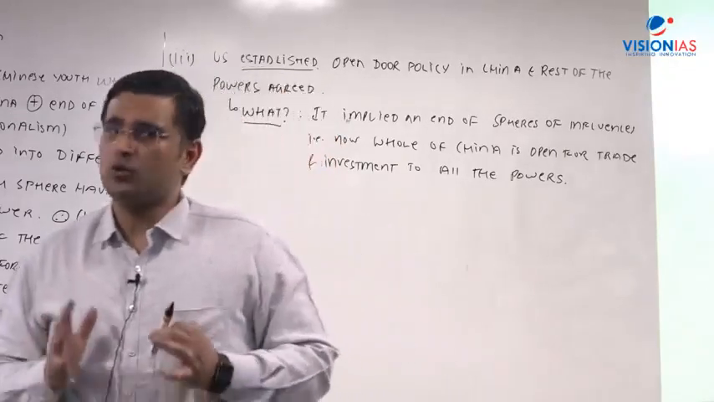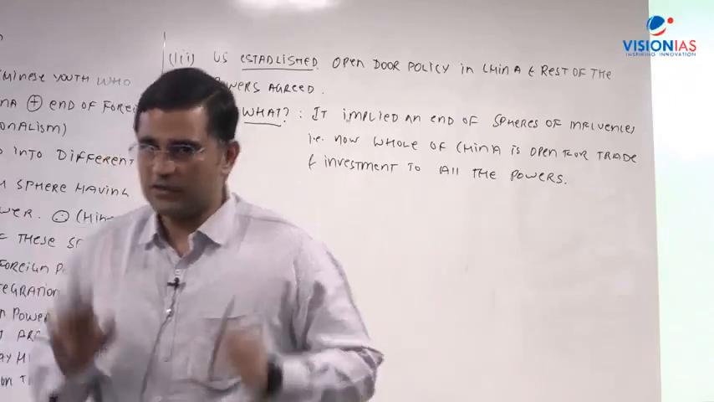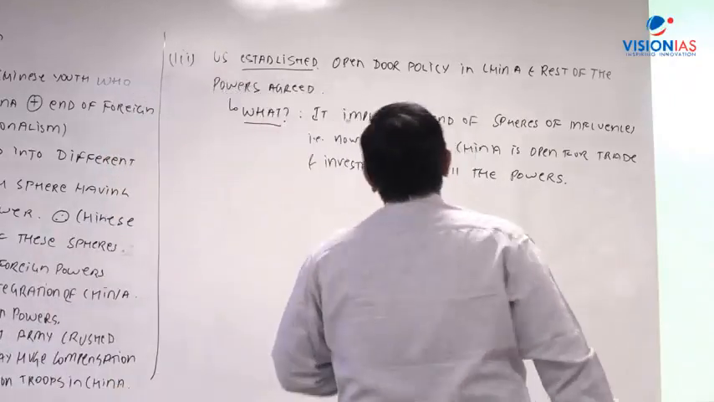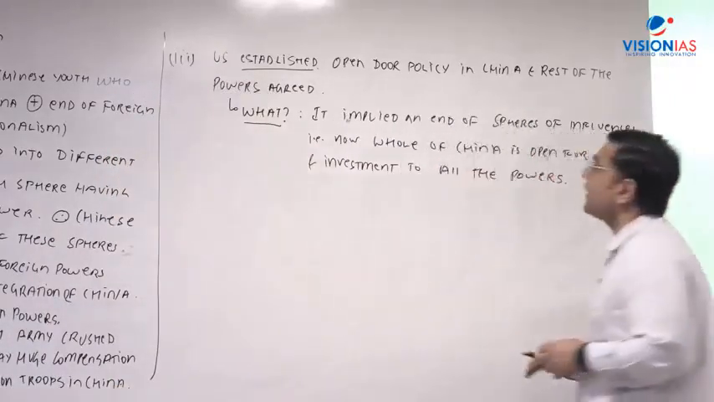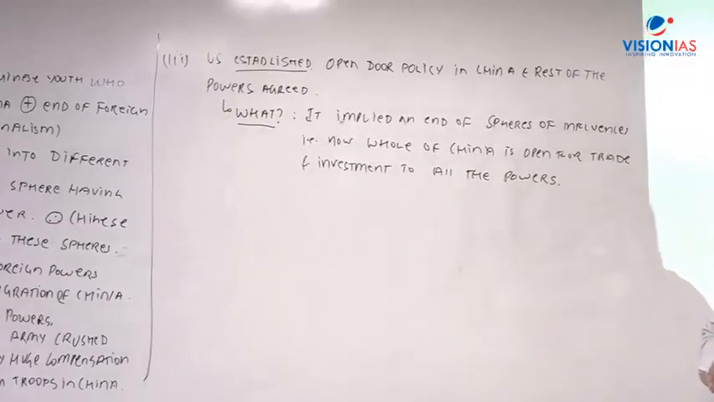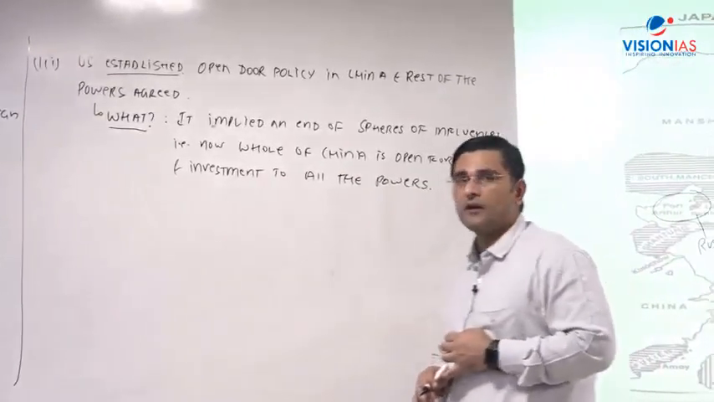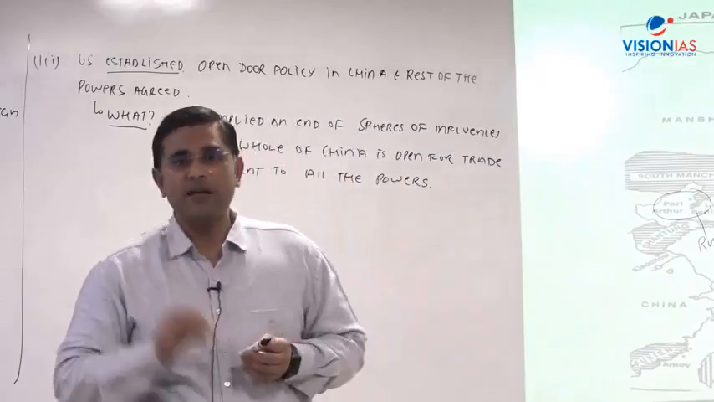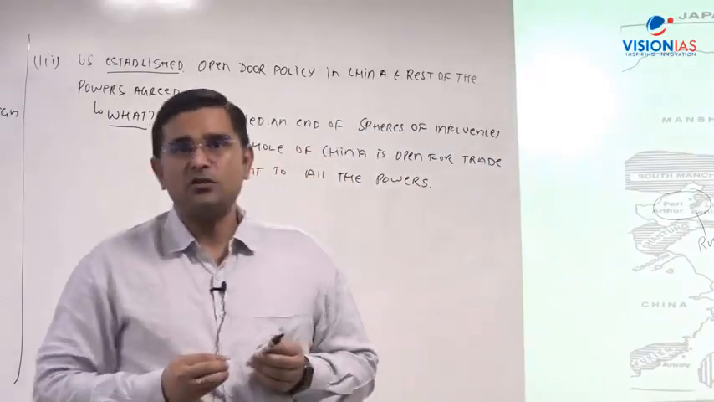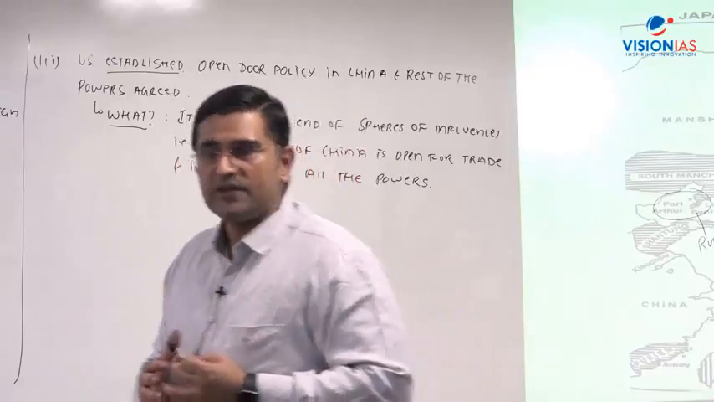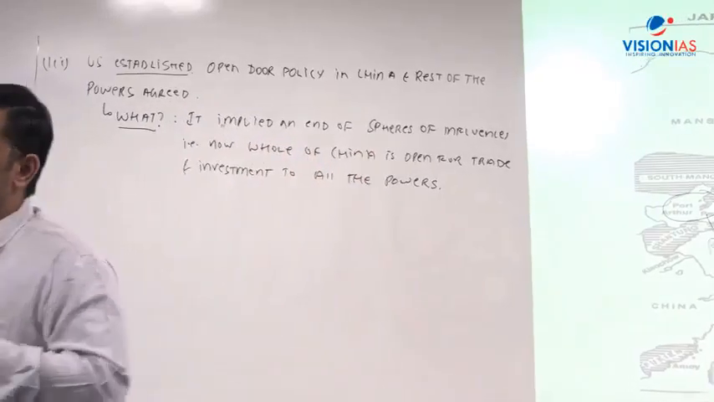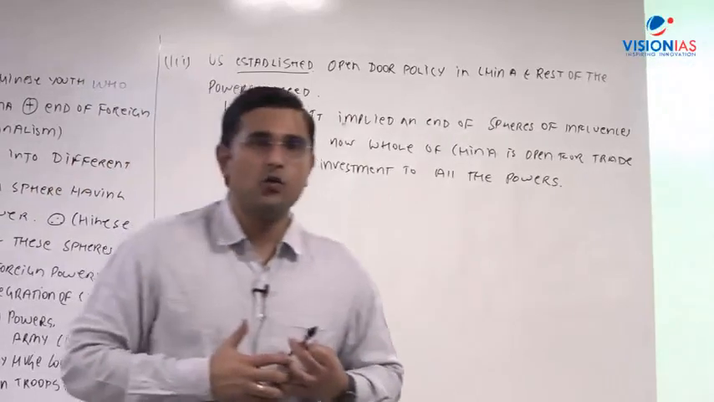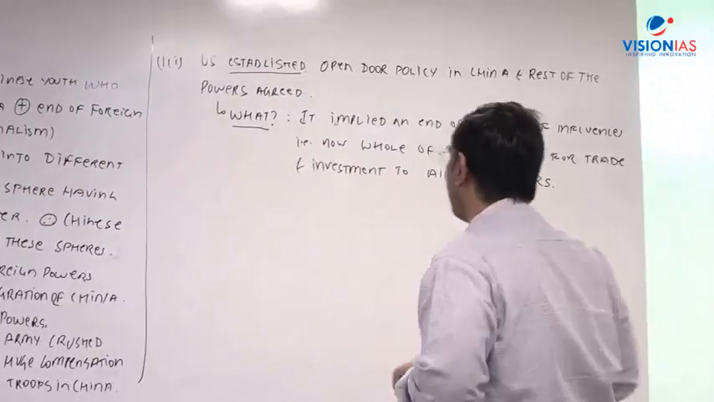US said, area is for dogs, right? Area is of dogs, and we are not dogs, we are tigers, right? So therefore, it implied an end of spheres of influence. That is, now the whole of China is available for trade and investment to all the foreign powers. What will be the benefit? The benefit will be that the anxiety among the Chinese youth that because of the spheres of influence we will get partitioned among the different European powers, that anxiety is handled.